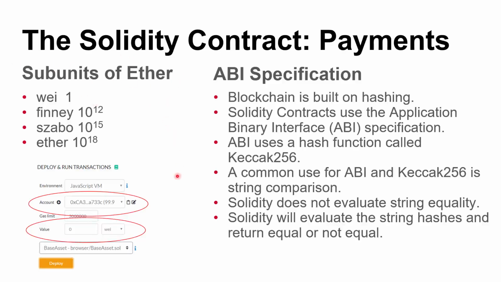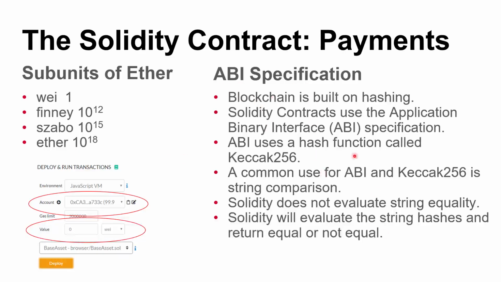Ether can be subdivided. We talked a little bit about this earlier. And when it comes to programming, it's based on the Wei. So the Finney is essentially 10 to the 12th Wei, and a Szabo is 10 to the 15th Wei, and an Ether is 10 to the 18th Wei.